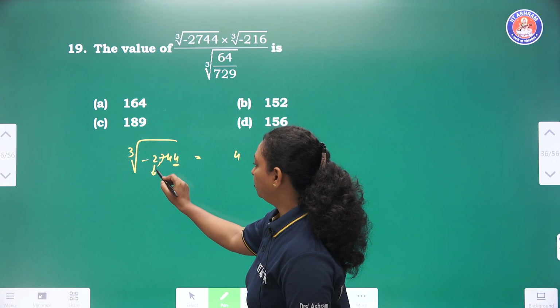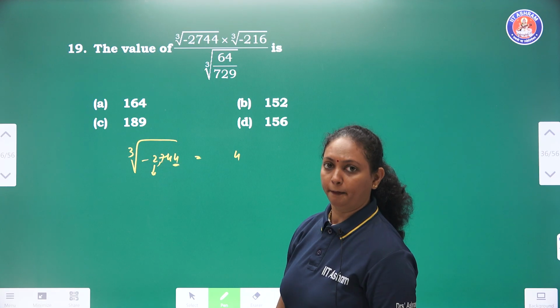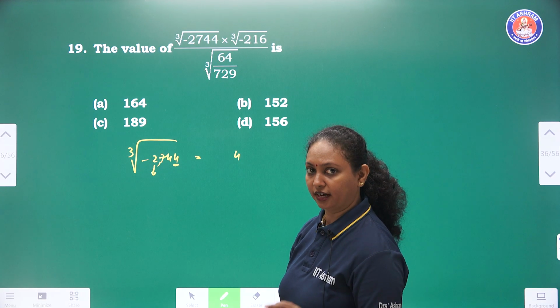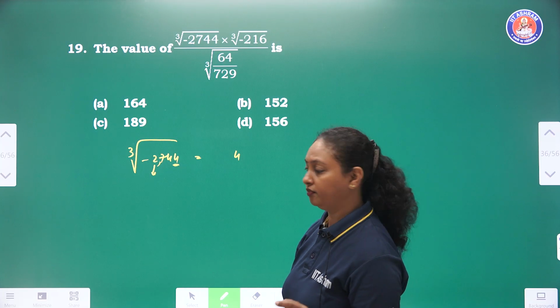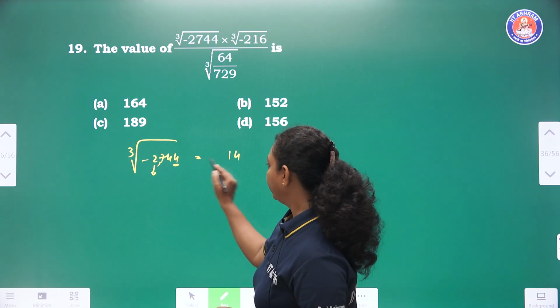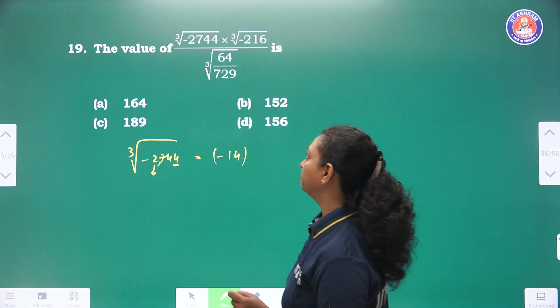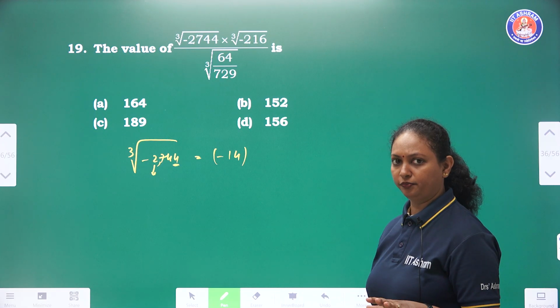And for the remaining part, the cube root just less than 2, the perfect cube just less than 2 is 1. And what is the cube root of 1? 1. The negative sign is there, therefore it is minus 14. Clear to you?